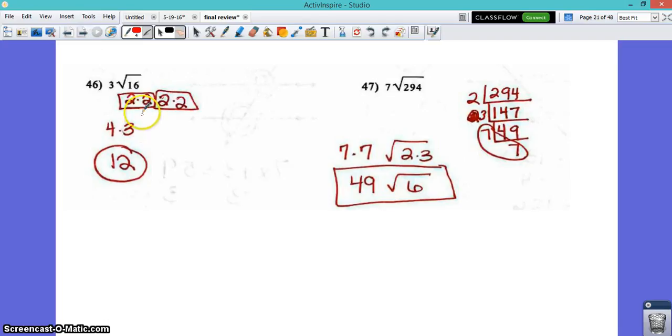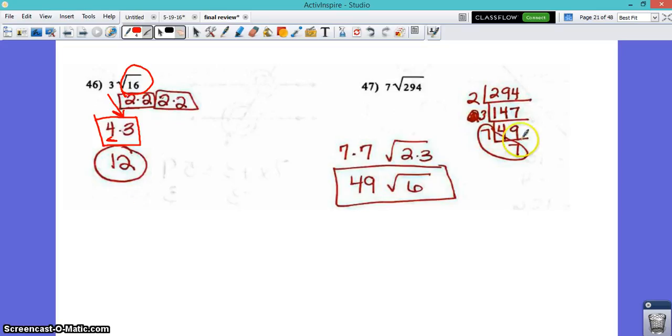46, same concept. 16 is a perfect square, so some of you just know, okay, that's 4, I'm going to pull that out. But if you didn't, it's 2 times 2 times 2 times 2. That would be 4, and there was already a 3 there that you pulled out, so you have 12 as your final answer.